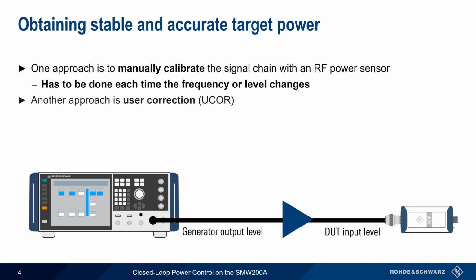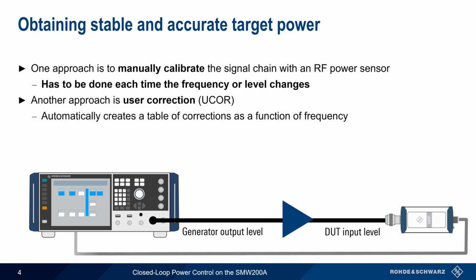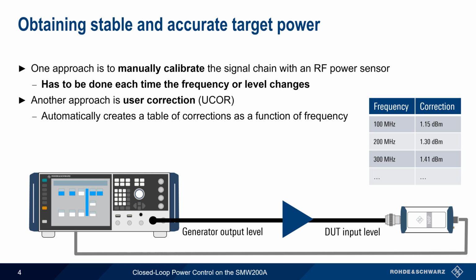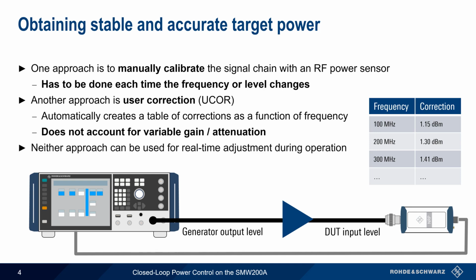A somewhat more sophisticated approach is something called user correction. Here, the generator uses an attached power sensor to automatically create a table of corrections as a function of frequency. The most important limitation of user correction is that it's performed at a fixed power level, and therefore does not account for any variation in gain or attenuation along the path. Note, too, that both of these approaches involve replacing the DUT with a sensor, and thus neither approach can be used for real-time adjustment during operation.